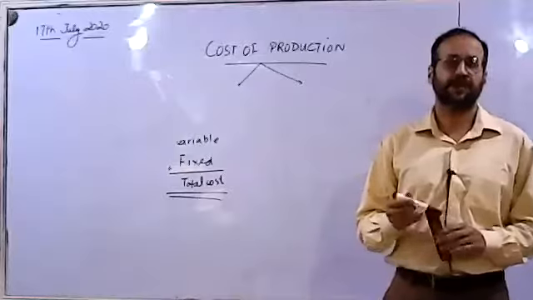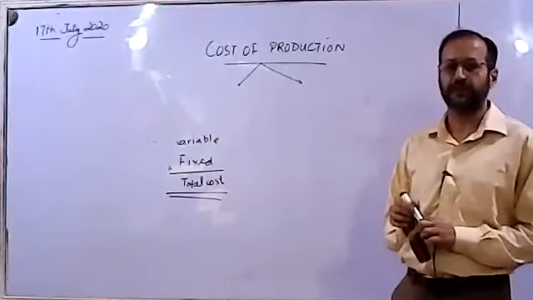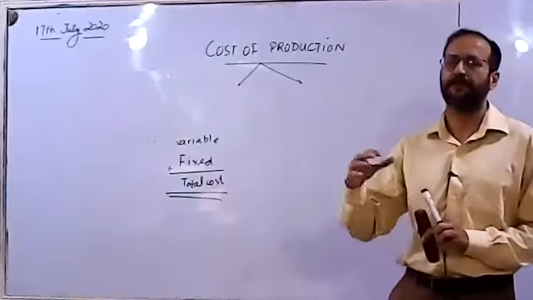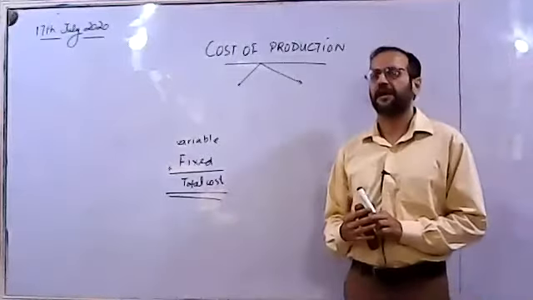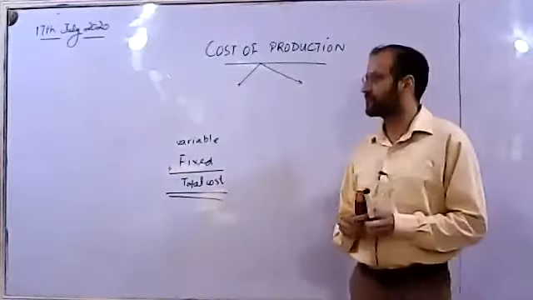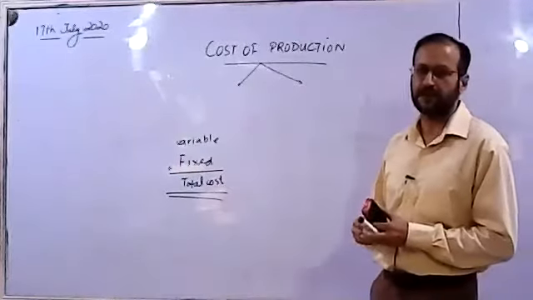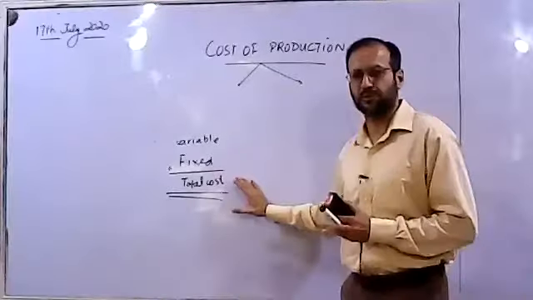The last day's topic was the cost of production. In the cost of production, we learned some of the types of cost of production. We started with an implicit cost and learned something about it. Mainly we focused on the explicit cost, and some of the types we learned were the variable cost, fixed cost, and the total cost.